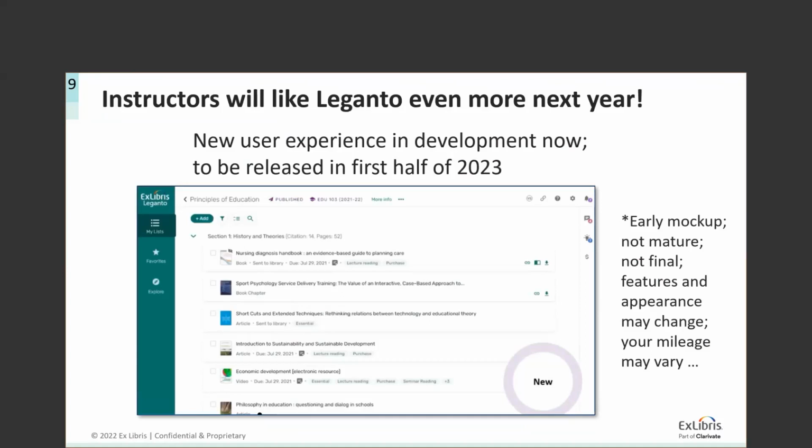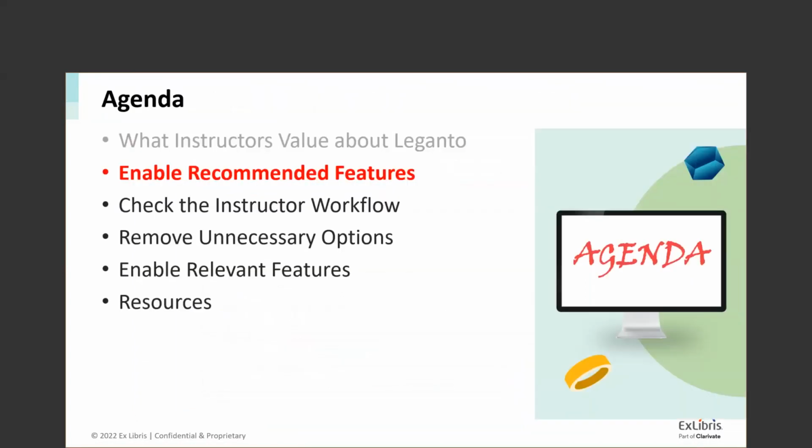All right, that's what instructors value about Leganto. So I'm going to get into the first group of features. These are recommended features. I know that calling them recommended features may not apply to all of you or to every situation, but I'm going to start with them because they're really easy to turn on and off. And they're in this list because they can be useful to most institutions. Most institutions can at least consider all of these recommended features.